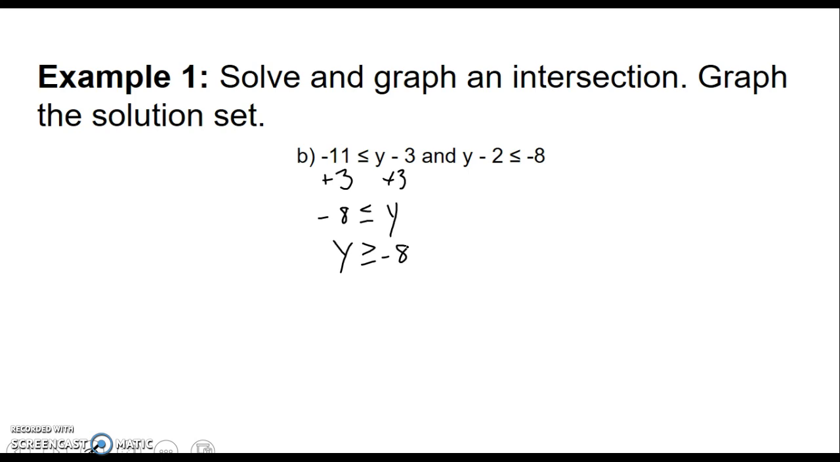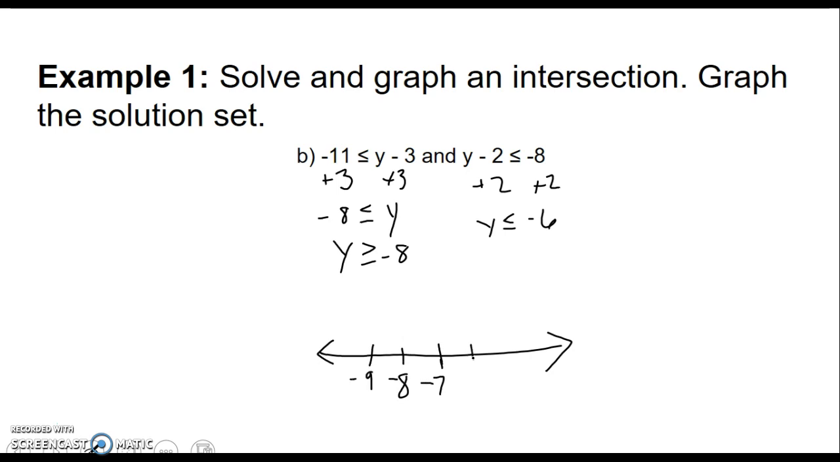Now I'm going to solve the other inequality. So I'll add 2 to both sides. I have y is less than or equal to -8 plus 2 gives me -6. All right, now I have my two answers. I'm going to go ahead and graph them. -7 is right in between those two. And I'll set up my number line like this.